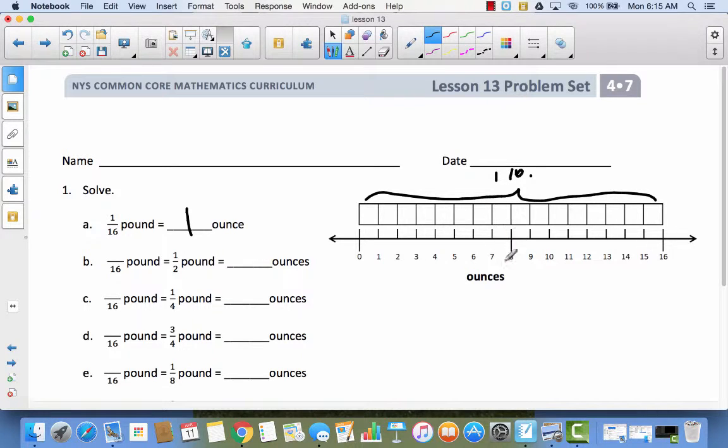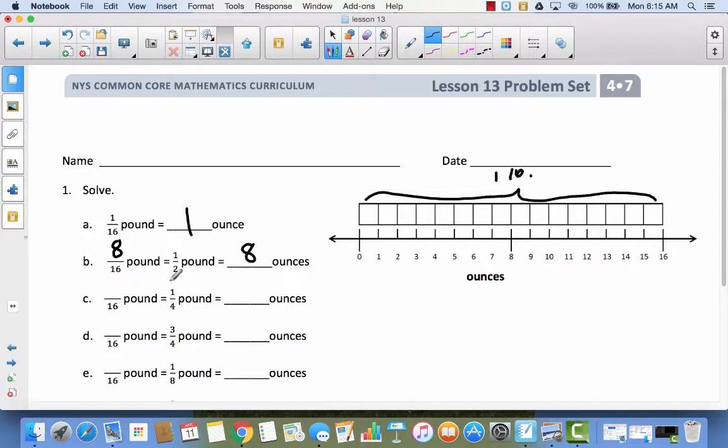Okay, so if I had a half of a pound, so if you were to cut something in half, half is always in the middle. So half of 16 would be 8. So if I had 8/16 of a pound, that would equal 8 ounces.